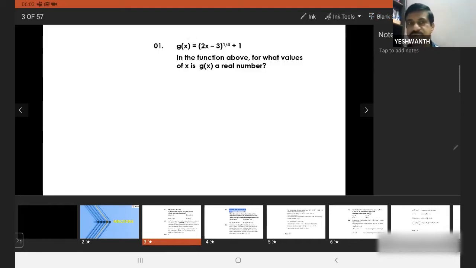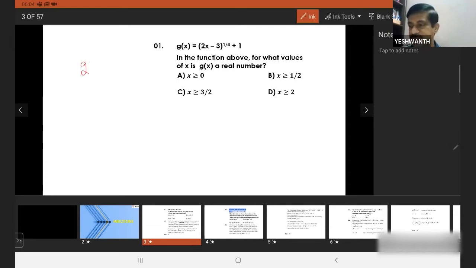So look at this. If g of x equals (2x minus 3) whole power 1 by 4, plus 1, in the function above, for what values of x is g of x a real number? If you look at the options: x is greater than or equal to 0, x is greater than or equal to 1 by 2, x is greater than or equal to 3 by 2, and x is greater than or equal to 2. This is a fourth root. As I said, square root, fourth root, sixth root, eighth root: if they are there, then there is a possibility that it becomes undefined. So this should not become undefined.